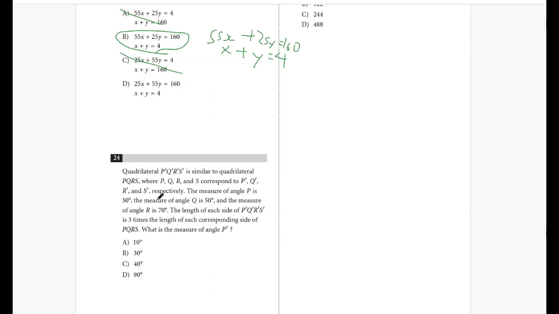Well, since P prime and P correspond to each other, and we're given the information of angle P, which is 30 degrees, 30 is the correct answer.